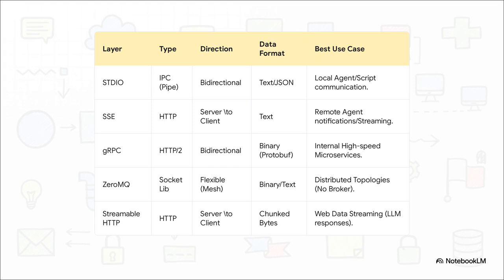This chart here really brings it all together. Let's do a super quick recap. If you need blazing fast local communication, you hire STDIO. For shouting out notifications to a browser, SSE is your town crier. For that high-speed internal backbone, you build it with gRPC. For a flexible decentralized network, you call on the ZeroMQ courier service. And for streaming those AI responses to the web, streamable HTTP is your go-to.